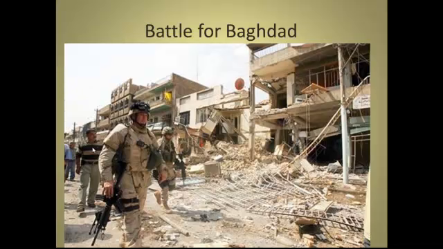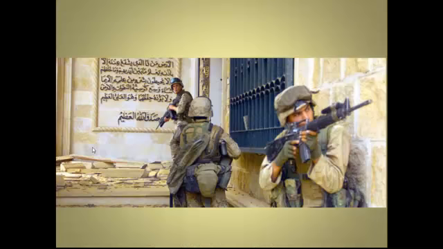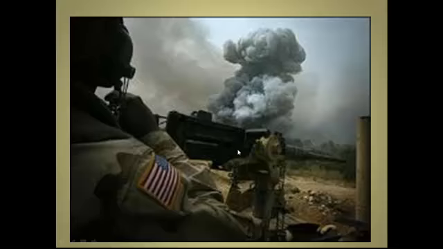So let's talk about the battle for Baghdad. Baghdad was the capital of Iraq, so it was very important that the United States take it as quickly as possible. And the soldiers had to fight house to house, building to building, in order to secure the city and defeat Iraqi army forces.